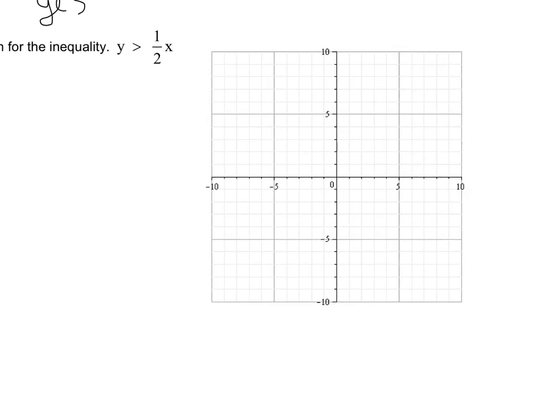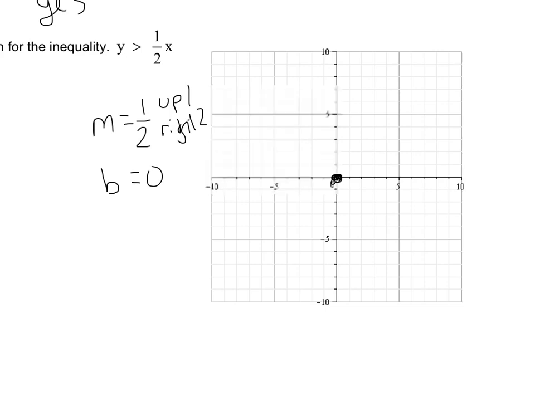And remember, those are 1/2 and 0. So we are beginning at the point 0, the y-intercept of 0. So there's that. And then remember, this means to move up 1, right 2. So you go up 1, right 2, up 1, right 2.